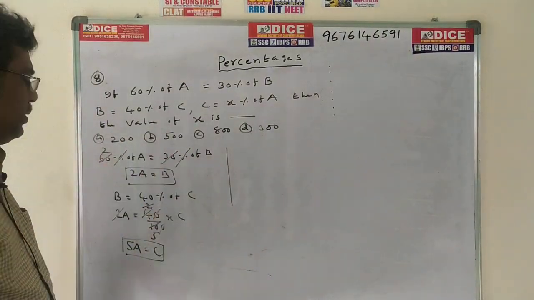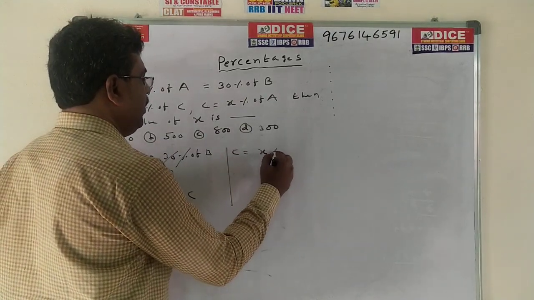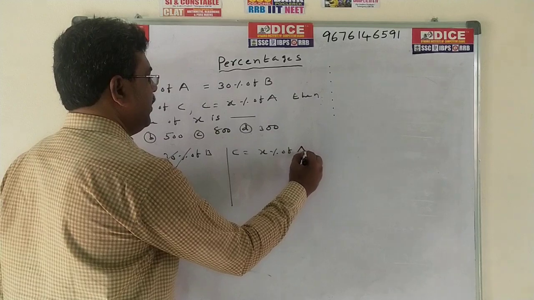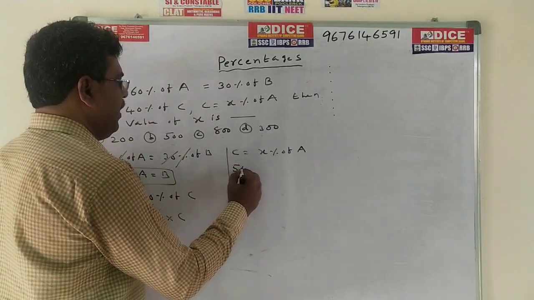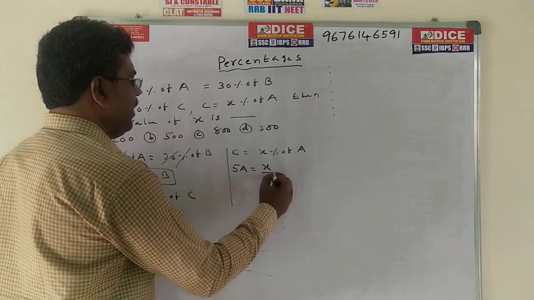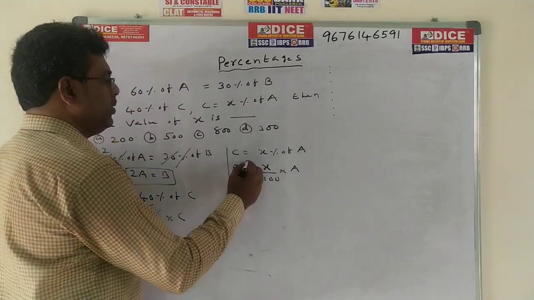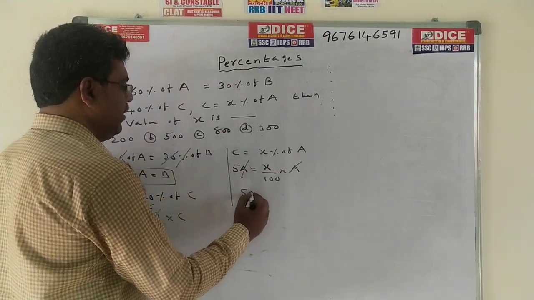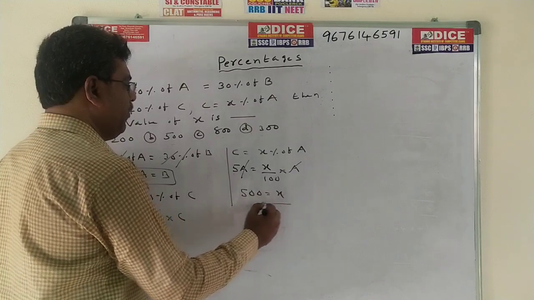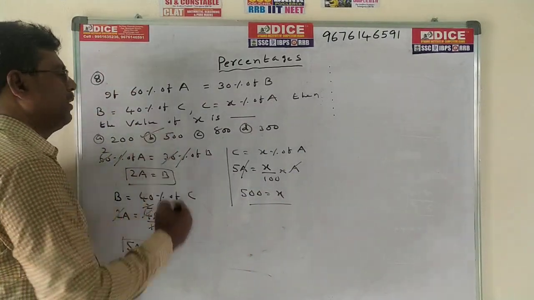Now go to the third expression. C is equal to X percent of A. C means you can take it as 5A. 5A is equal to X percent, means X by 100, into A. On both sides you can cancel A. Send 100, so 5 into 100, 500 is equal to X. So the value of X is 500. So the answer is 500, the correct answer.